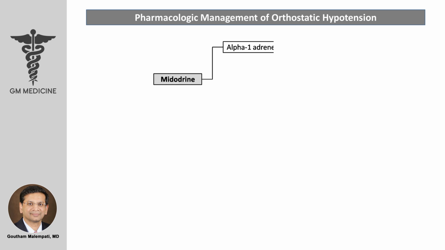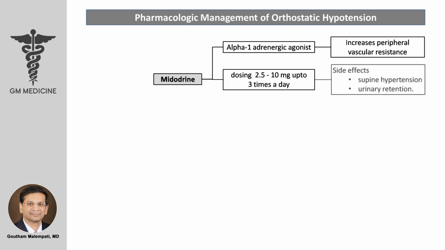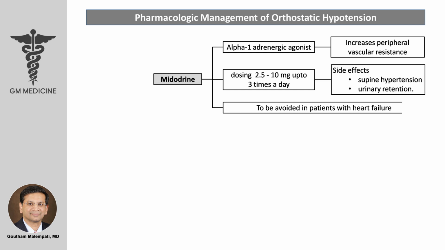Pharmacological management of orthostatic hypotension. Midodrine, which is an alpha-1 adrenergic agonist, increases peripheral vascular resistance. Dosing is 2.5 to 10 milligrams up to 3 times a day. Side effects include supine hypertension and urinary retention. It has to be avoided in patients with heart failure.